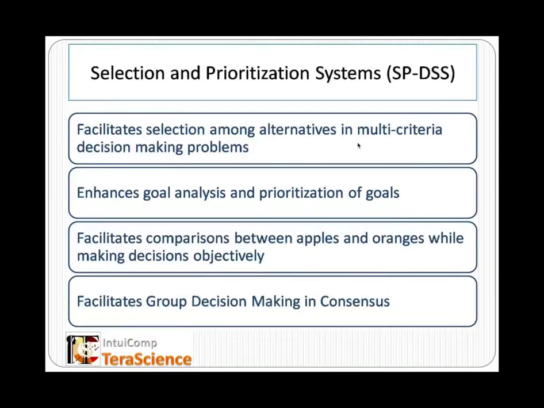This selection and prioritization system, or SPDSS, compares all of these features of every mobile like they're apples and oranges and makes the decisions objectively. It facilitates group decision making in consensus, and it enhances the goal analysis and prioritization of your goal.